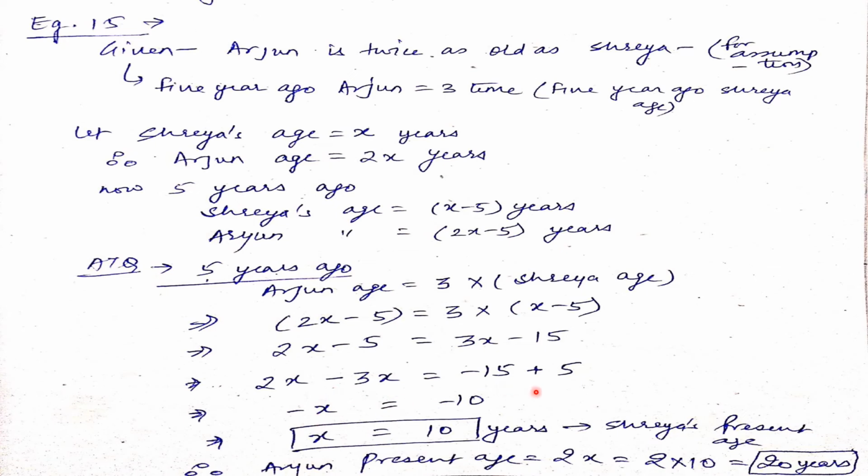Similarly, minus 15 plus 5. The larger one is a negative number, so we have got minus 10. Minus and minus on both sides will cancel each other. So the answer is x equal to 10.